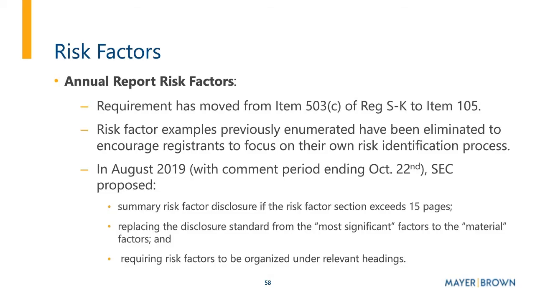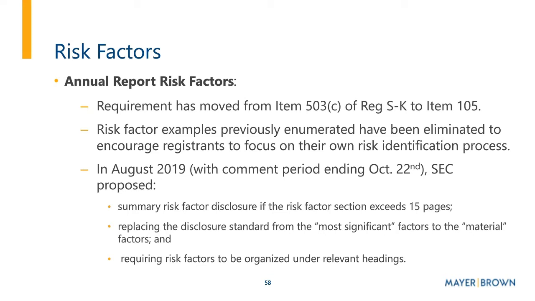So Item 503C requires disclosure of the most significant factors that make an offering speculative or risky. And effective May of this year, the SEC adopted a final rule that moved this risk factors disclosure requirement from Item 503C to Item 105, and this was done to indicate that it is applicable to a broad category of information and not just applicable to the offering context.